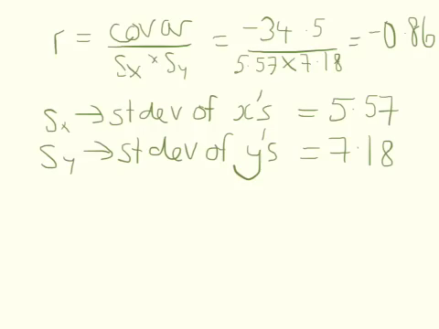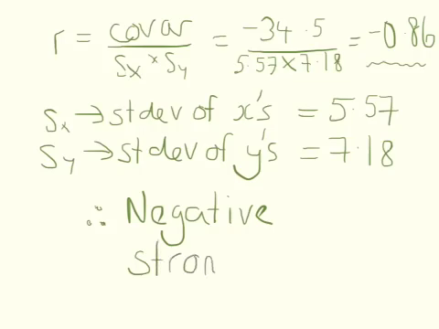So what can we say? Well, certainly we've still got the same direction as we had for our covariance, which we would expect. Therefore we have a negative relationship, and in terms of the strength, it is strong. We've got a negative value that's close to negative 1. Negative 0.86 is definitely a strong relationship. So we have a negative strong relationship between x and y.